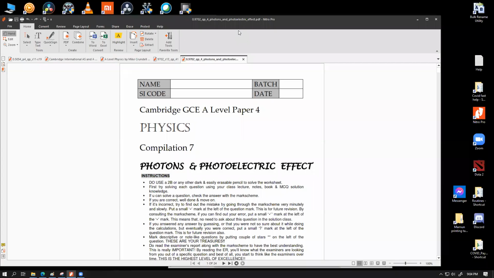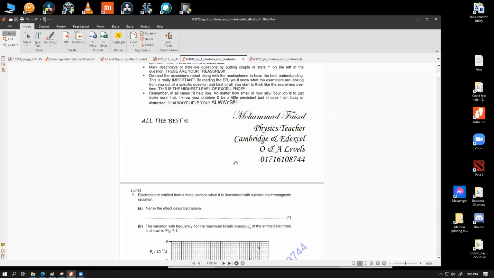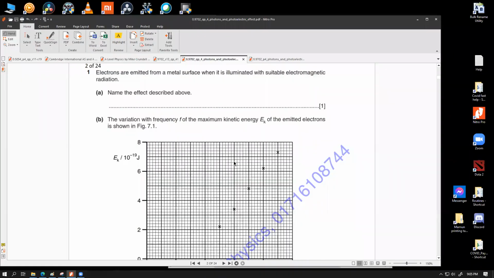So I'm resuming the recording, and I'd like to have the mark scheme as well. So the photoelectric effect is here. Let's have a look at question number 1.